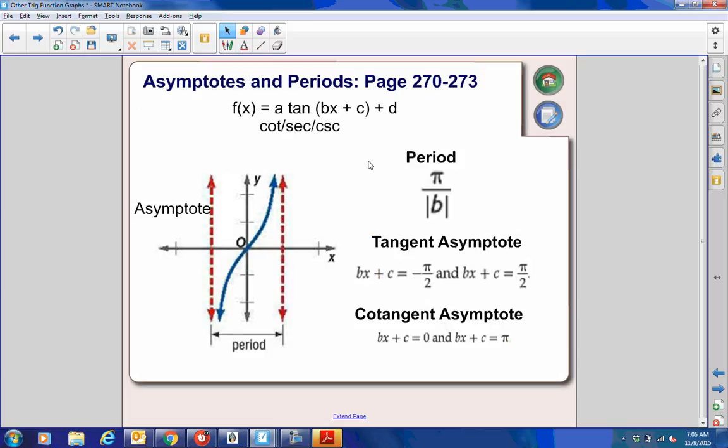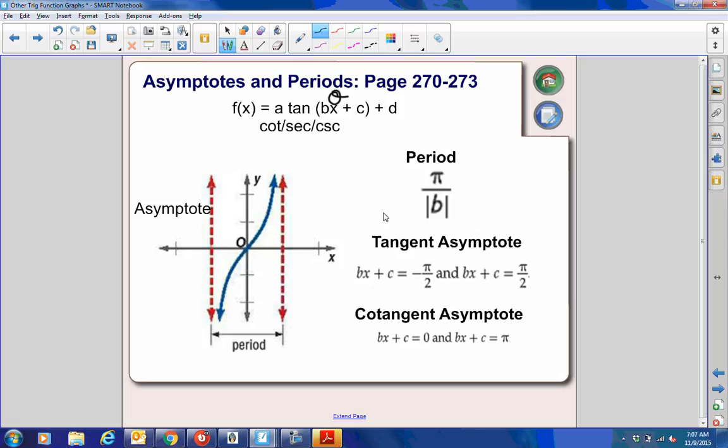Okay, now to find asymptotes and periods. You can also find this information on pages 270 through 273 inside of your pre-calculus book. All of these equations are similar to sine and cosine, where we have an a value, tan, and then the coefficient in front of the x or the theta, because remember, it also can be written as a theta symbol instead of an x, plus c plus d. And if you'll notice again, the red dotted lines represent asymptotes, and the period is basically the rotation of the graph to complete.